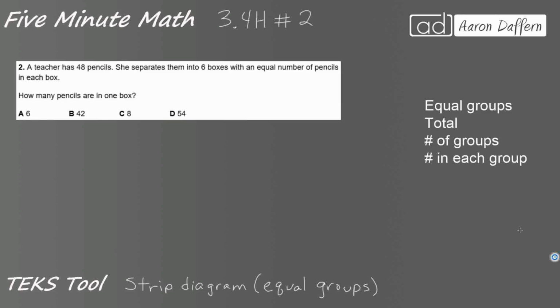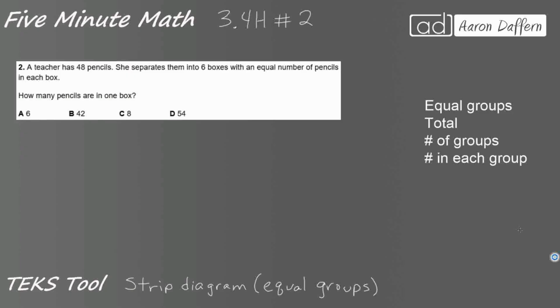Today we are looking at the TEKS tool strip diagram, specifically equal groups. We are looking at a problem related to TEKS 3.4H, and we'll do it in 5 minutes or less. If you haven't done so already, please go ahead and take a moment to pause the video, work this problem out on your own, unpause it, and we will look at our answers together.